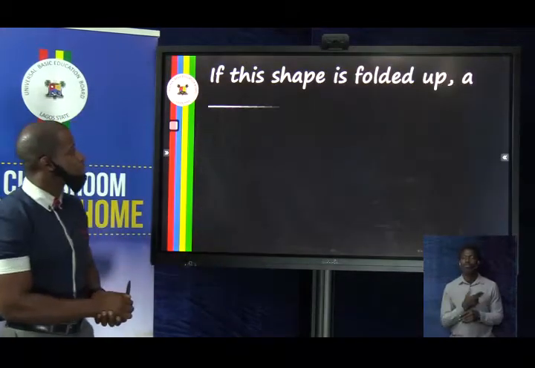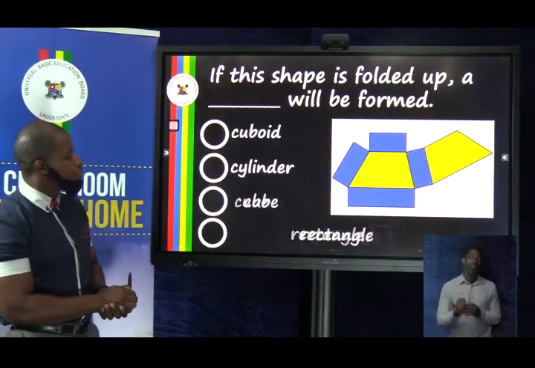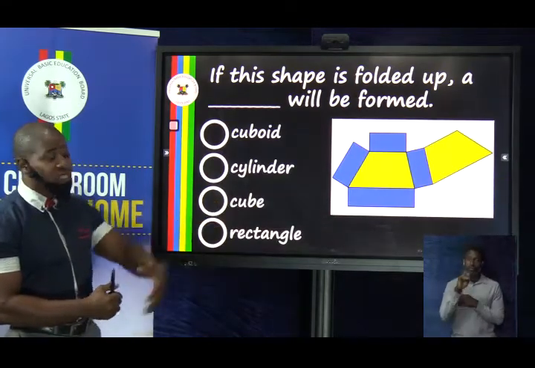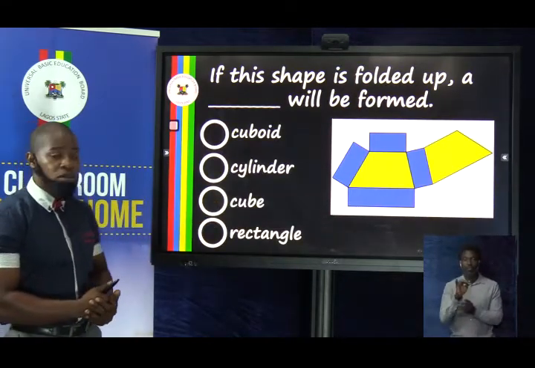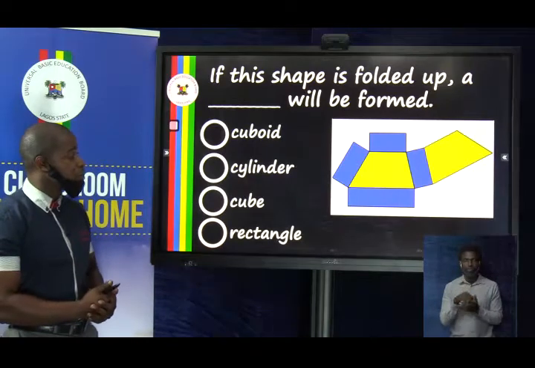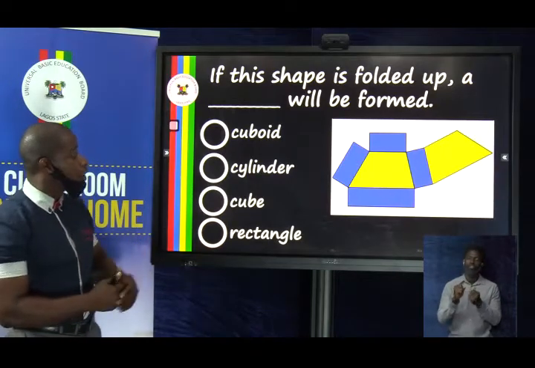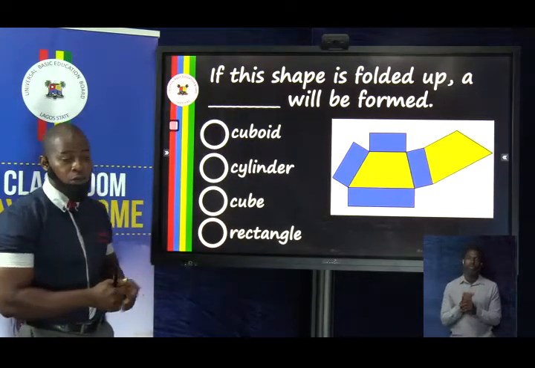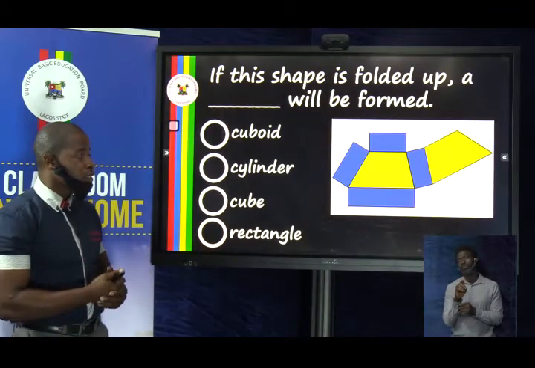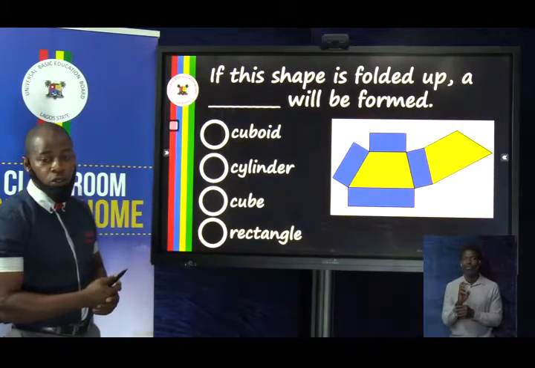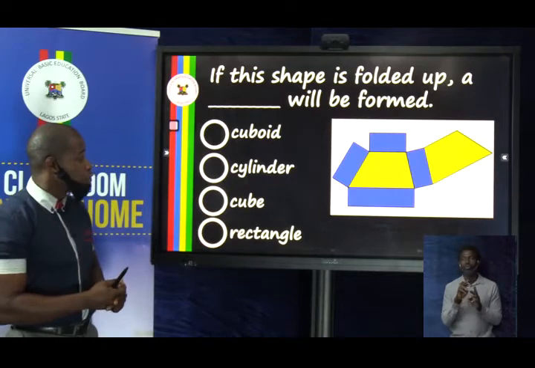So let's look at some nets. Study this net. If I fold this net, what solid shape will I get? Is it a prism or a pyramid? Is it a cuboid? Is it a cylinder? Will I get a cube, or will I get a rectangle if I fold it up? You have your answer by now.